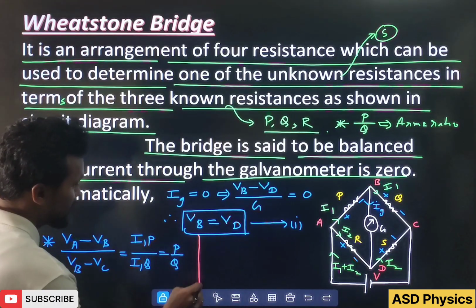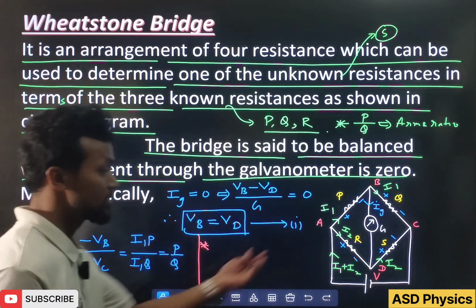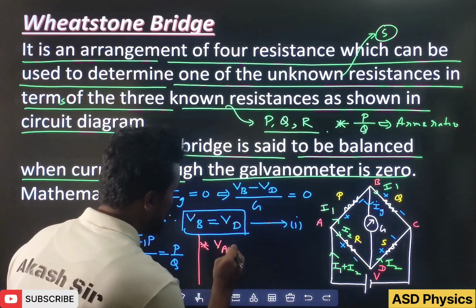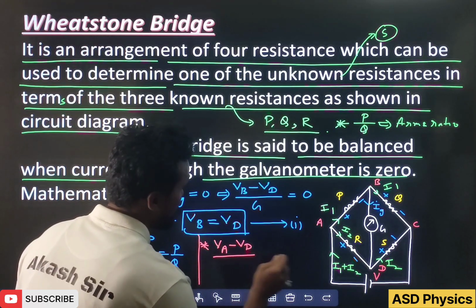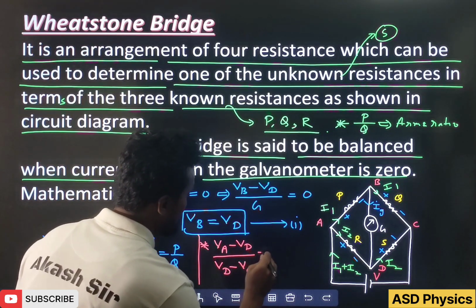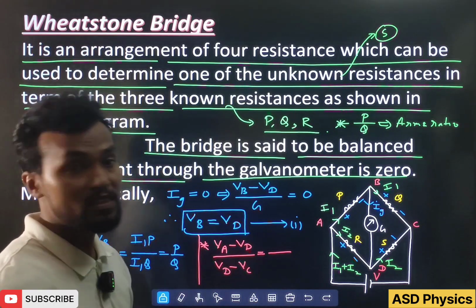Great. Now after that, again if we go for the lower arm, what can we write here? See students, if I write VA minus VD by VD minus VC, what will this become here? Tell me.